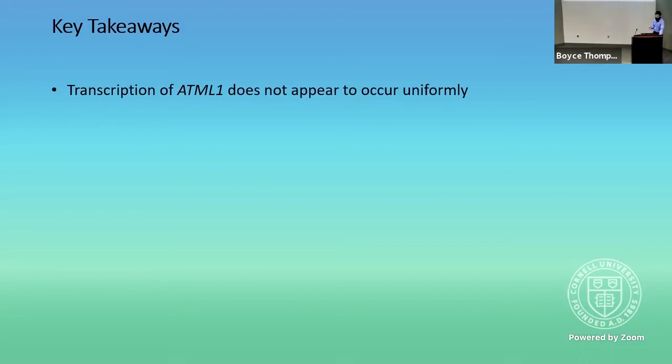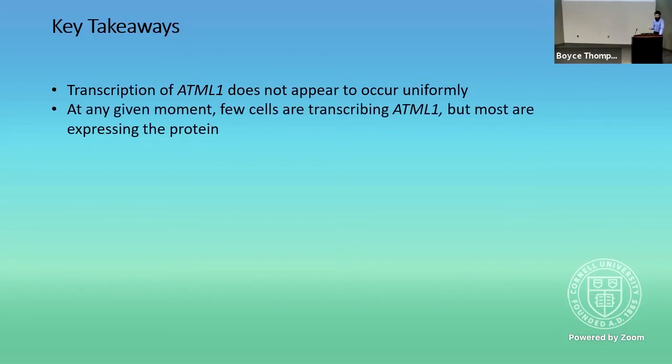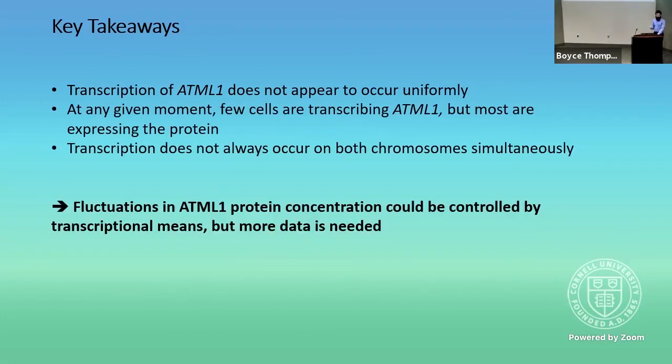This leads us to a couple of hints. If transcription of ATML1 does not appear to be occurring uniformly, this might indicate that the fluctuations in ATML1 protein might be controlled by transcriptional means. However, we simply need more data. Although transcription does not appear to happen uniformly at every cell at every time, it could just be transcriptional bursts happening under normal conditions, and that post-transcriptional regulation is still occurring. In order to differentiate these two, we would just need more data.